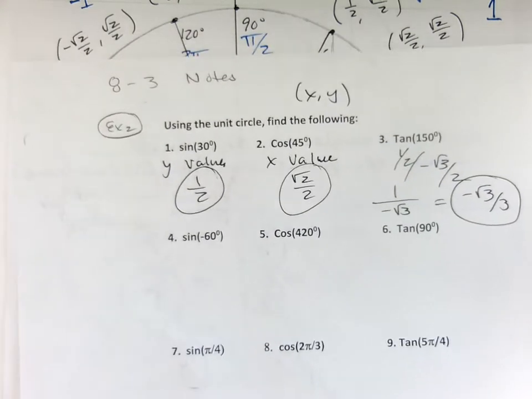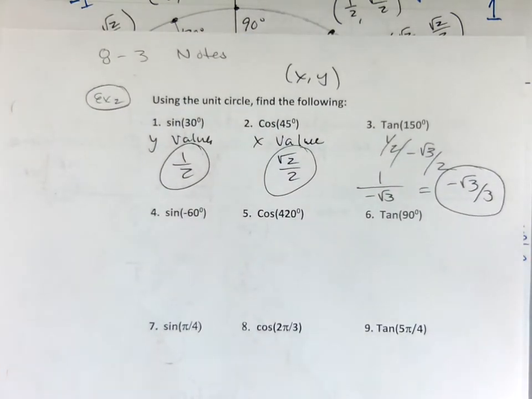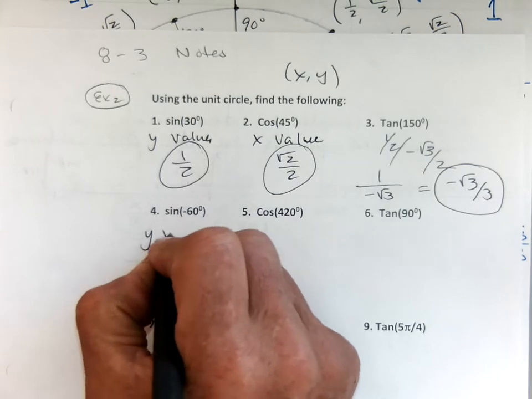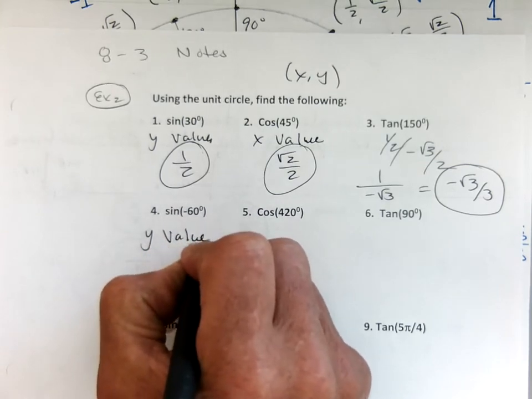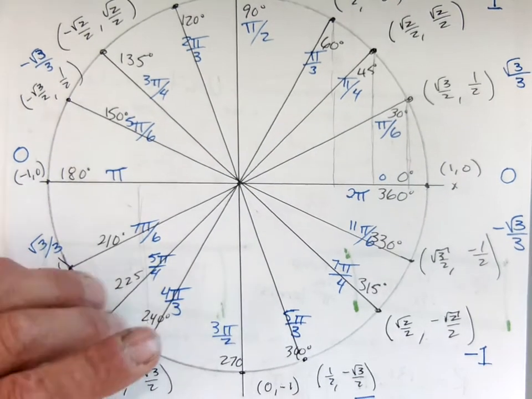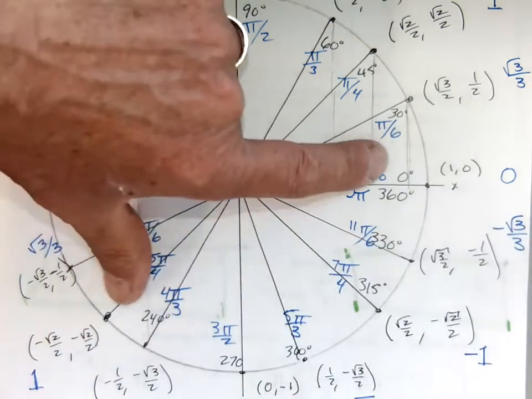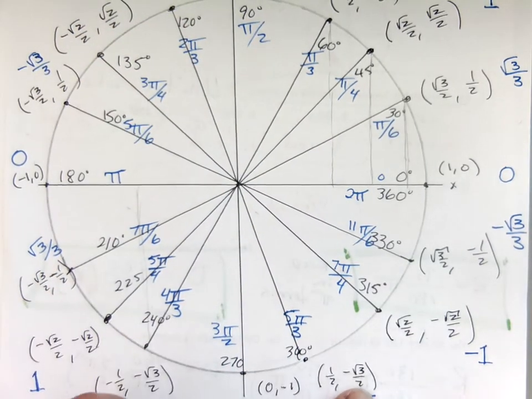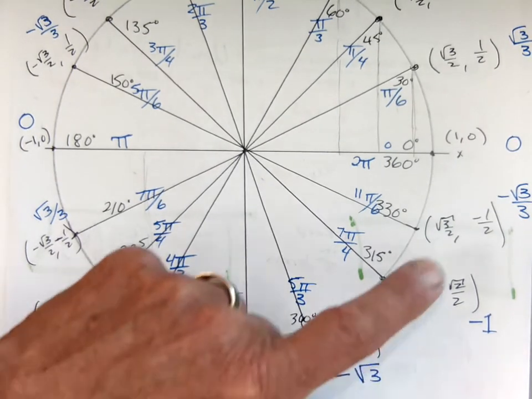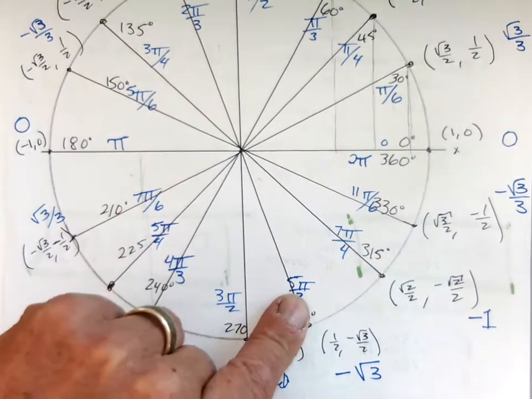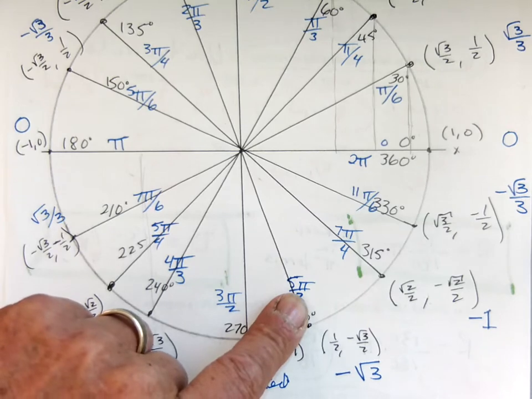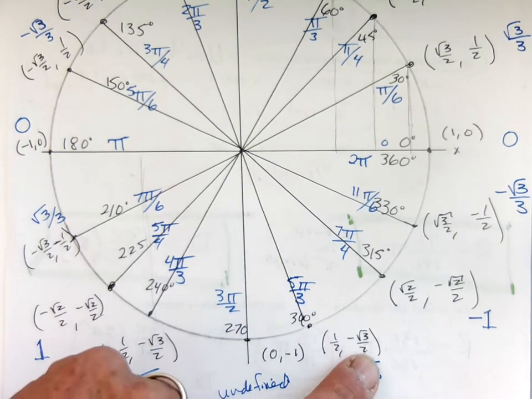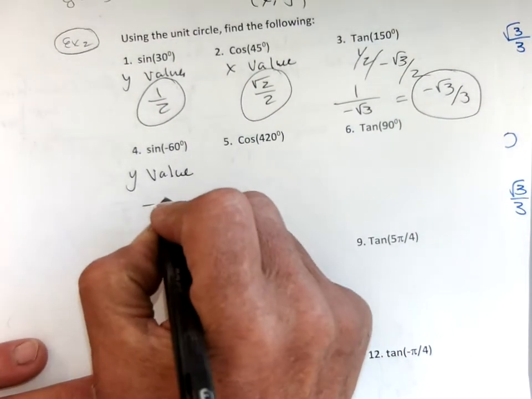Sine. Okay. Sine is the y value. So I go to my negative 60 degrees rotation. It's right here. What's the y value? Negative square root of 3 over 2. Okay. Negative 60 degrees is a rotation back 60 degrees. We want the sine, which is the y value. The y value is negative square root of 3 over 2. That is the answer.